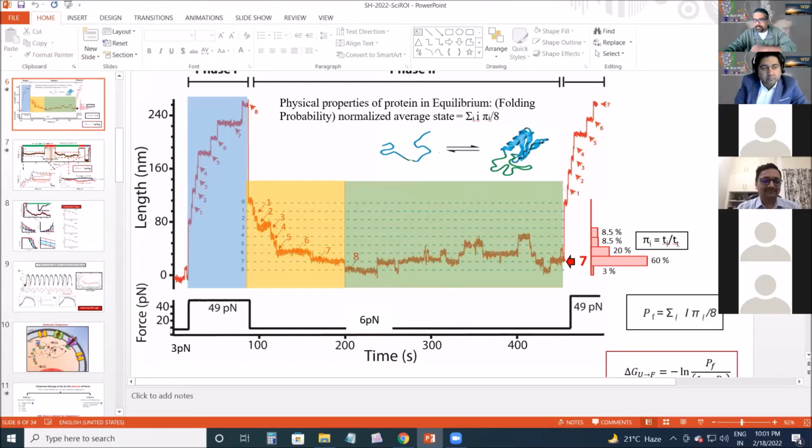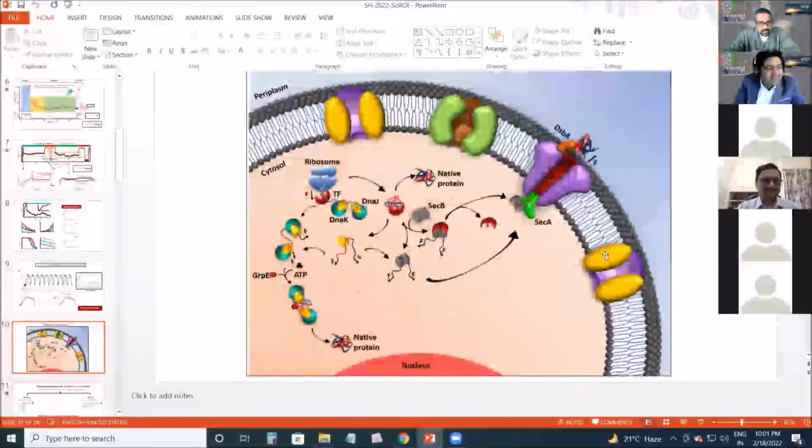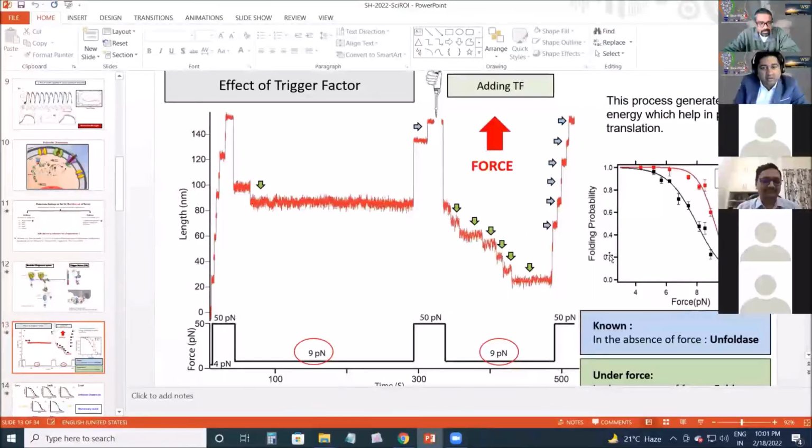Sure. I couldn't still figure out the force and the related aspects that you talked about. I'll need to think about it. But if you go to this trigger factor slide, the slide where you say, here, yes, this one. Yeah. So where you have this green arrow to the extreme left, you say that there is only one domain folded, right?